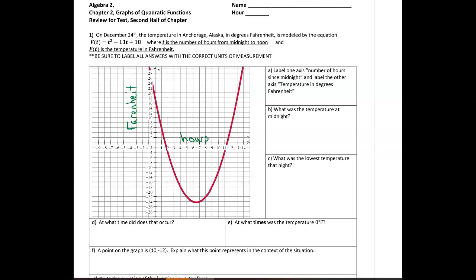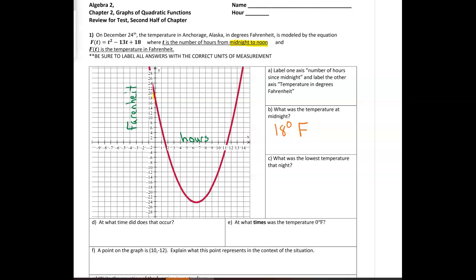All right, so A is done. What I need to do is figure out what is the temperature at midnight. So this is from midnight to noon. So midnight is going to be where this begins. So that would put me right here-ish, that yellow dot. And it's kind of hard to tell. So maybe you're not going to think exactly what I think, but I think it is about 18 degrees Fahrenheit. Okay? All right, next problem.